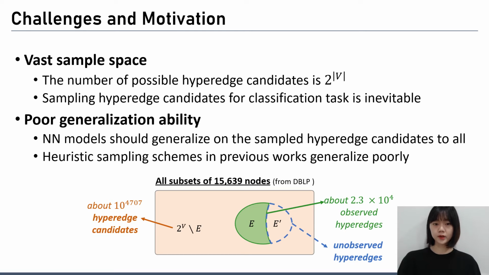For example, in a DBLP dataset with around 15,000 nodes, there exists a practically infinite number of hyperedge candidates. Thus, sampling is inevitable in practice, and some heuristic methods have been used for this purpose. However, in this paper, we show that previous heuristic methods lead to poor generalization ability.